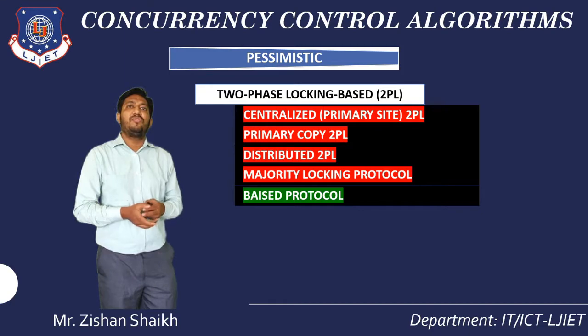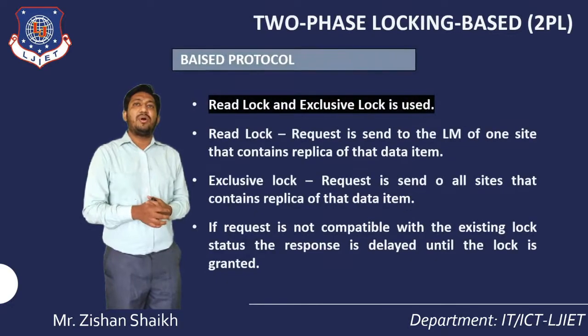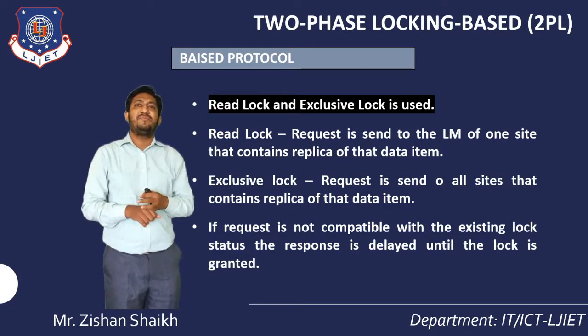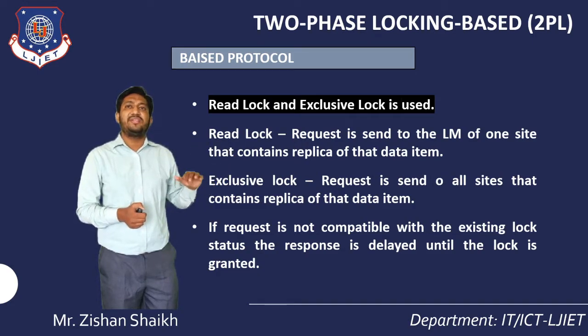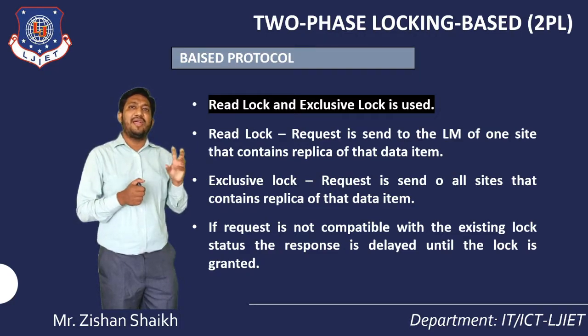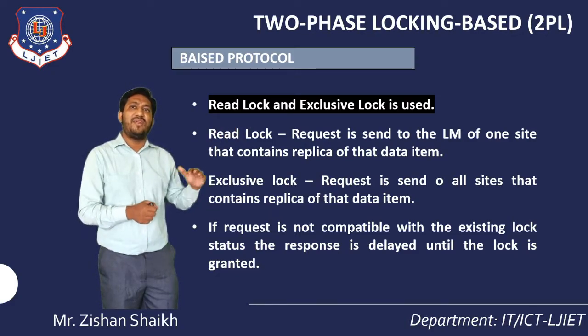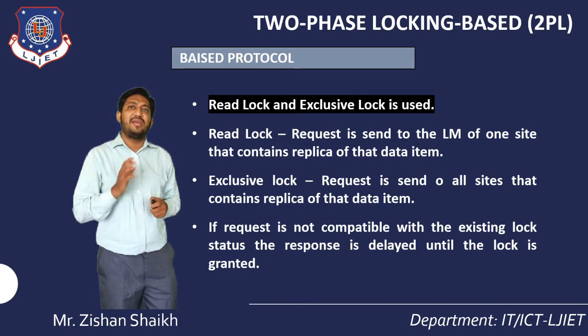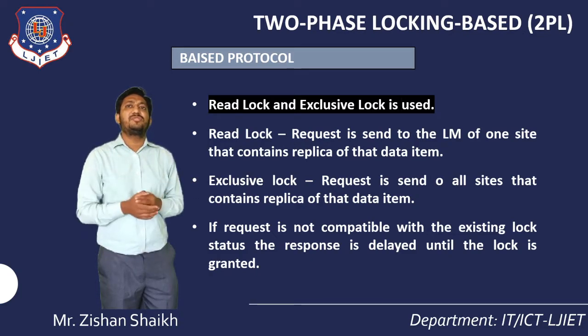Now the last protocol of two-phase locking is the biased protocol. With the other protocols, we always have to take care of the constraints: is it a read operation or a write operation? When it is a read, there is no need for reflection everywhere, because when we assign read authority to a transaction, the data is not changed. So to remove the consequences of the previous algorithms, the biased protocol is used.